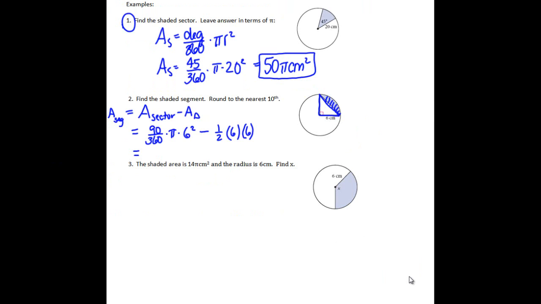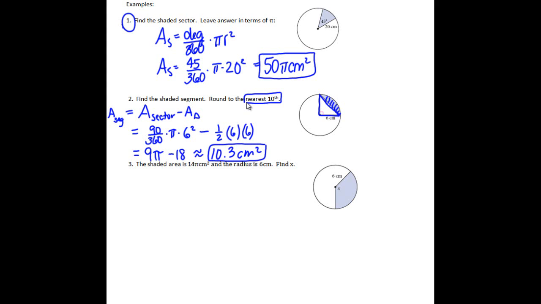This question actually asks us to round to the nearest tenth. Not my favorite, but I'm going to work it out anyway to show you. So I'm going to get 9 pi for this part, minus 1/2 of 6 times 6, which is 18. And then rounded to the nearest tenth, I get 10.274333388. So I don't care about anything other than the hundredth, which is a 7, which gives me 10.3. And that is centimeters squared.